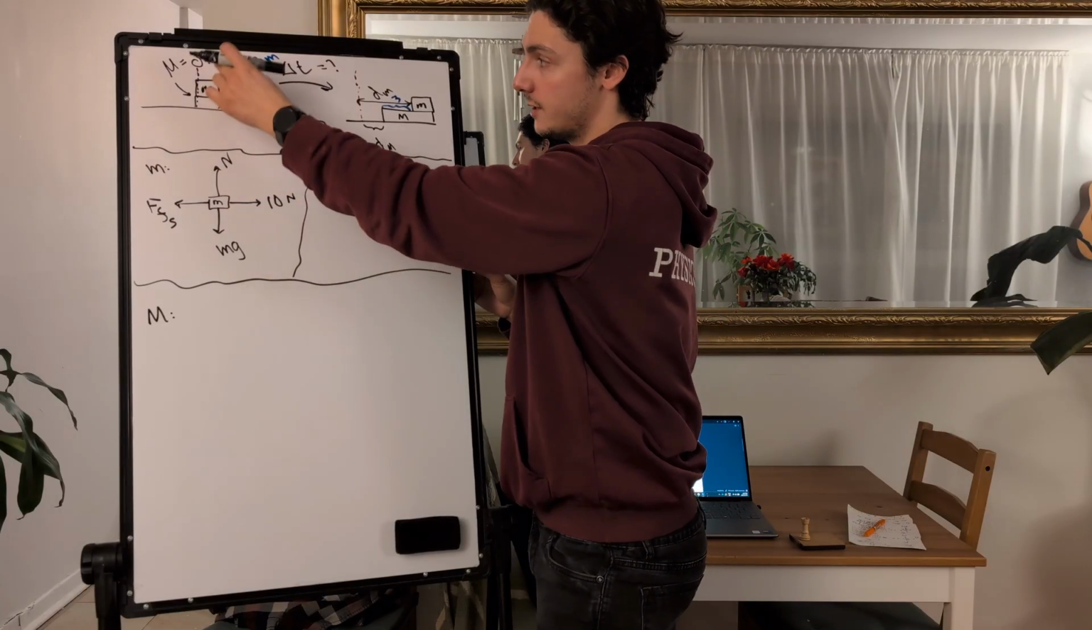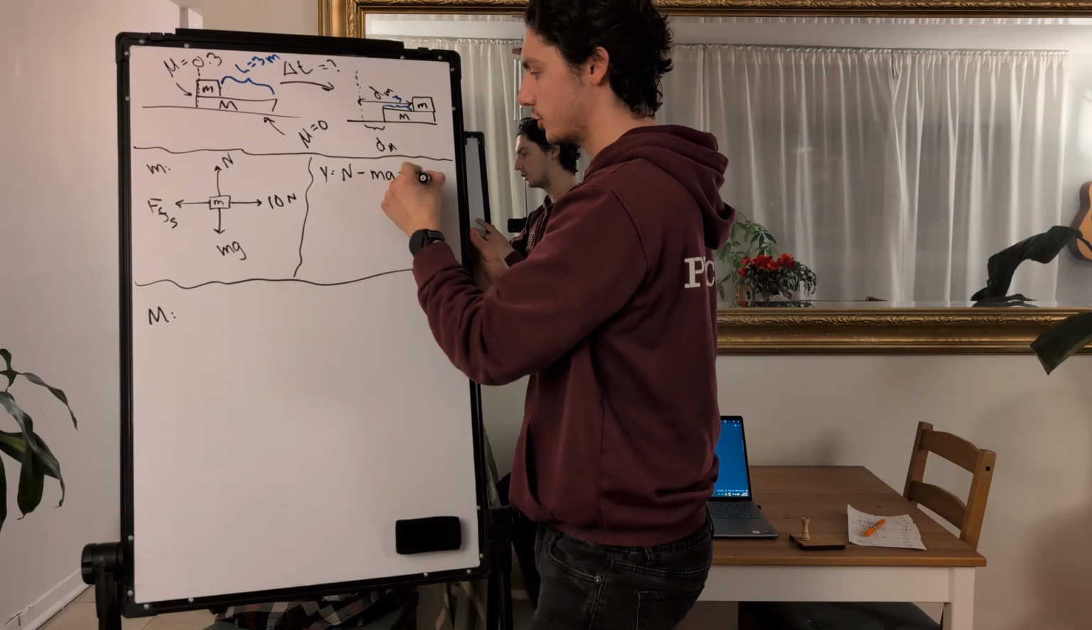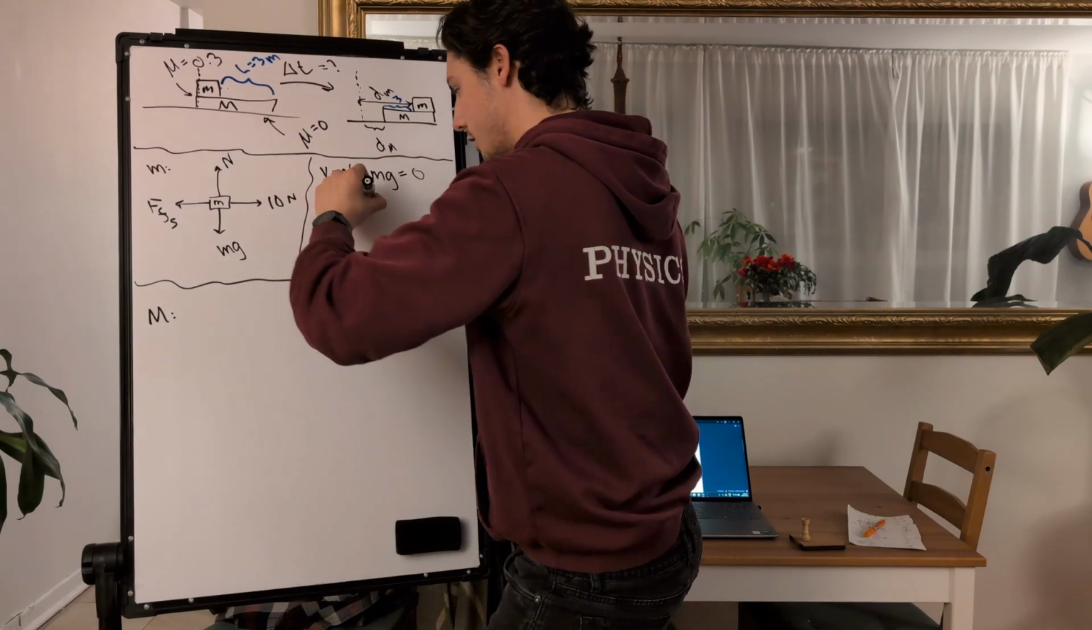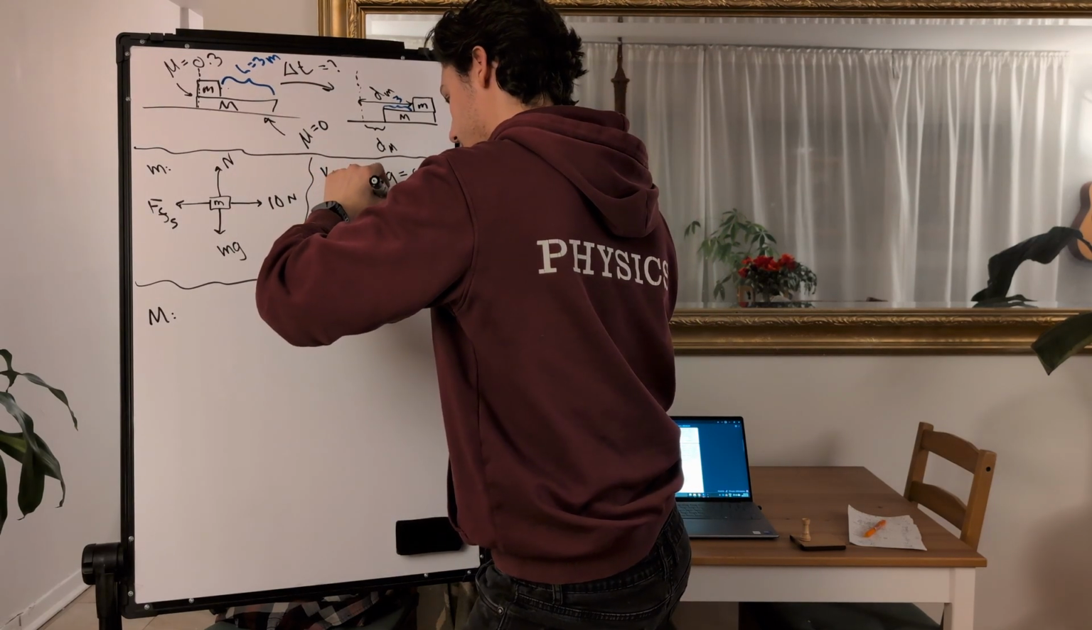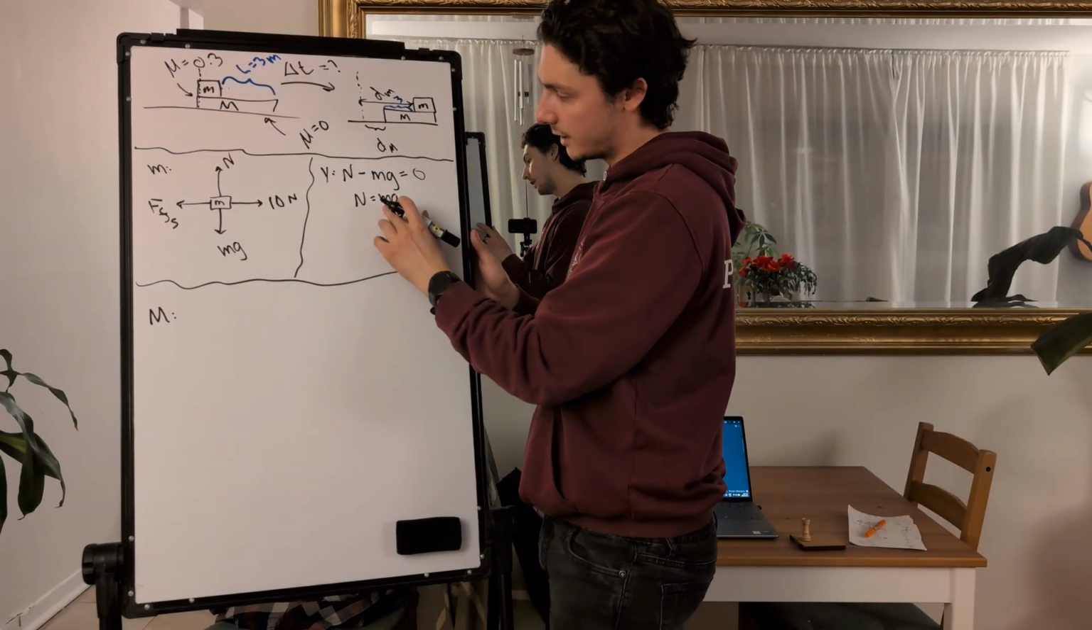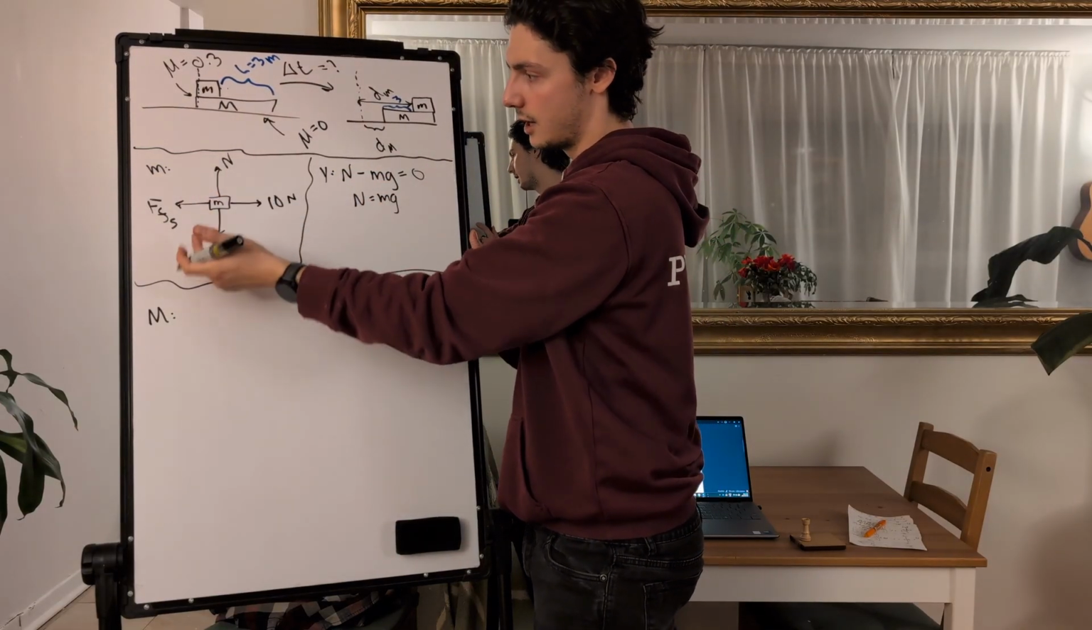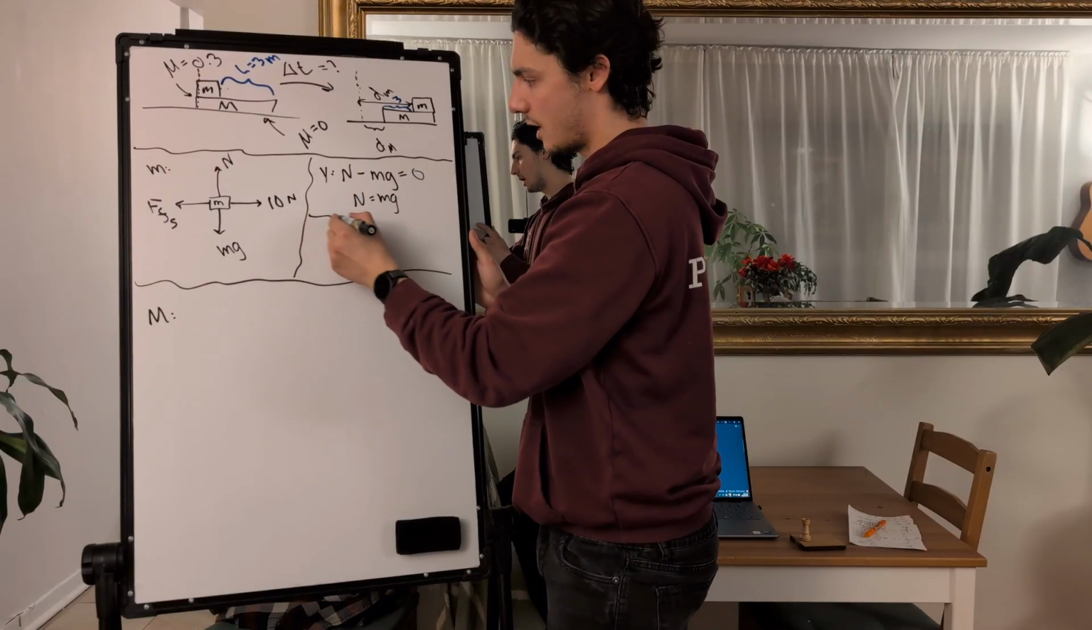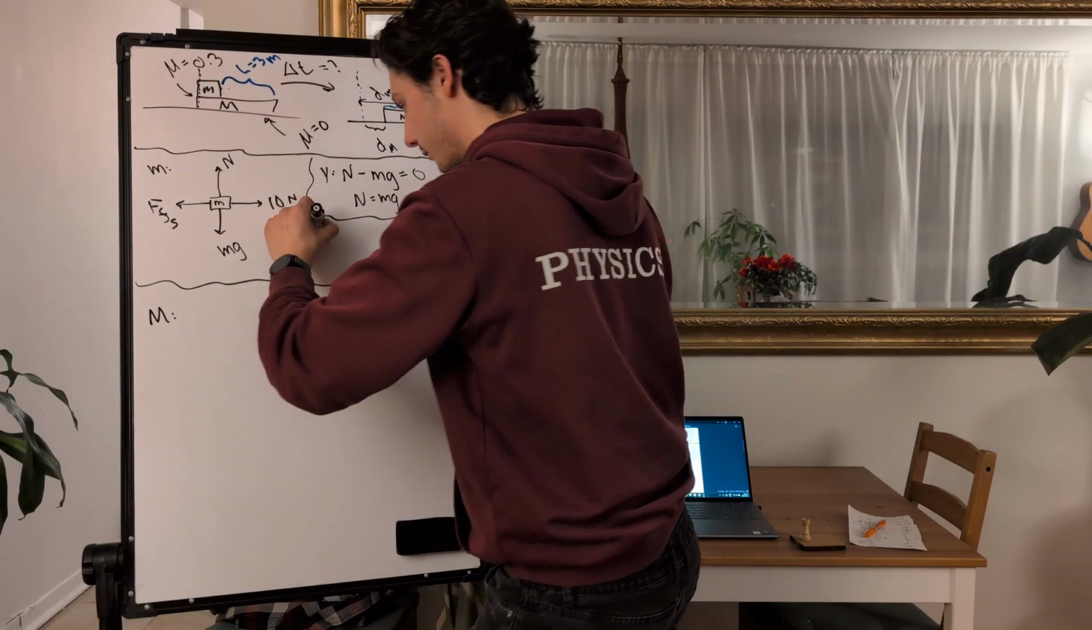Is the block moving up and down? In this situation, it's not. So acceleration in the y direction is 0. And from this equation, we can get N is equal to mg. And I'm putting a lowercase m over here because it's for the lowercase m block, all right? That is the y. I'm going to split this up over here and do the same thing for the x.